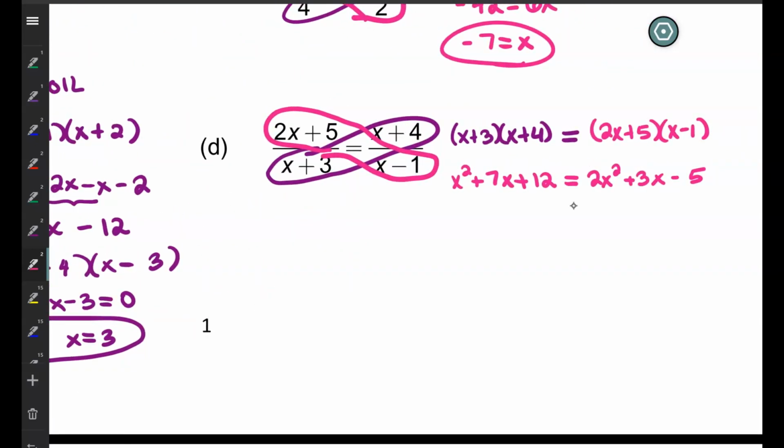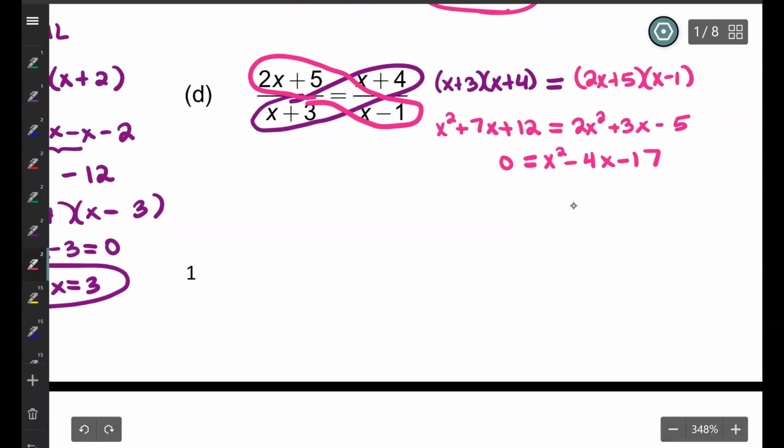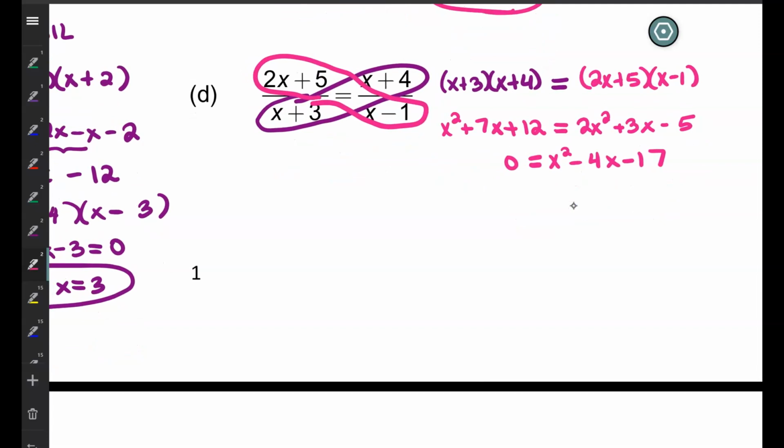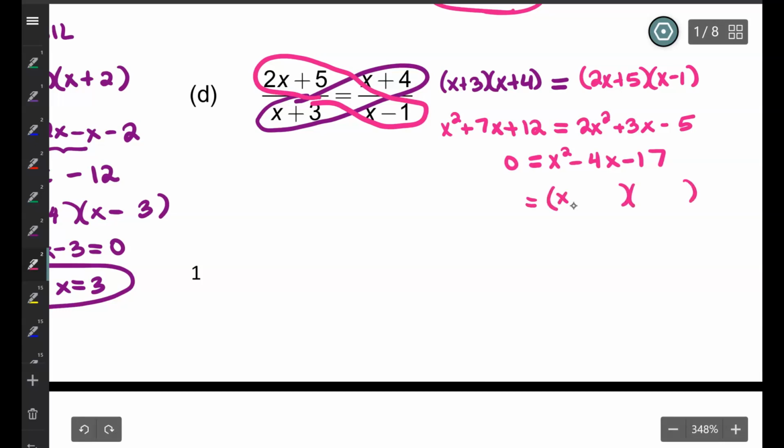Okay, I'm going to try to get everything on one side. So let's see, I'm going to move everything to the right side. So that's just going to give us an x squared minus 4x, and then that's going to be a minus 17. Now, I can try to factor this, but there are no two numbers that are going to multiply together to give us 17 that will combine to give us that negative 4.